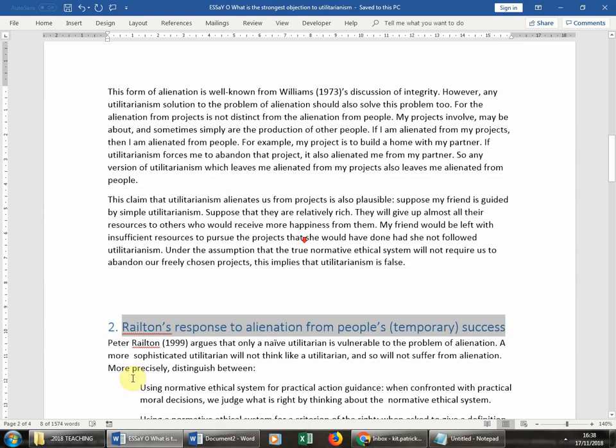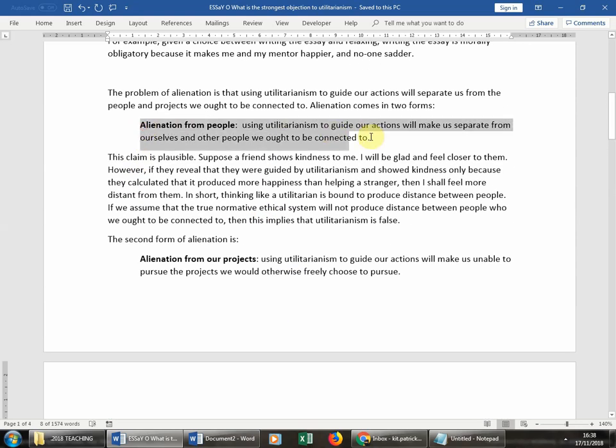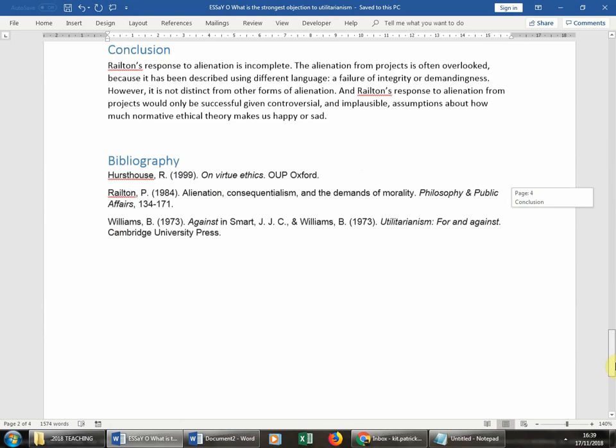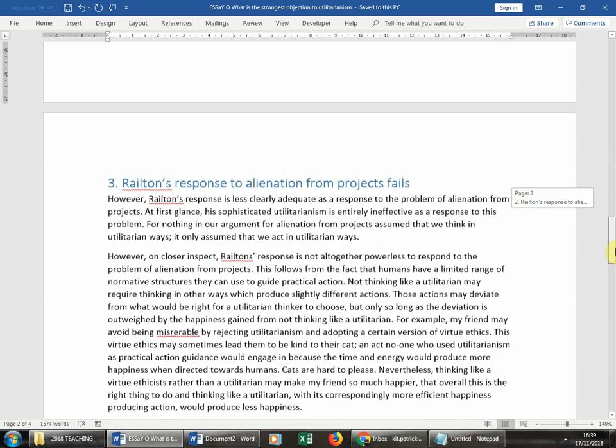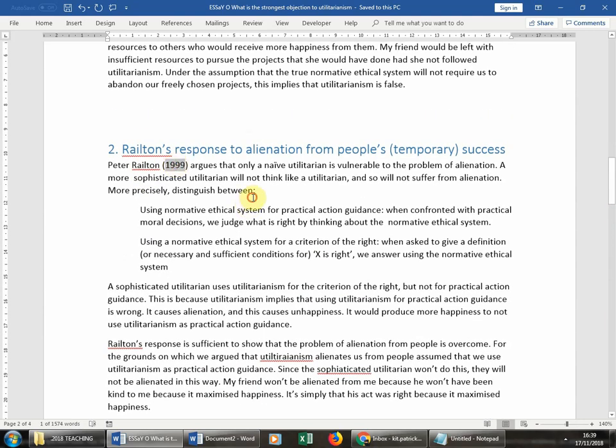Here we're going to, in this section, look at Railton, who's going to give us a response to the problem that arises from this sort of alienation. And here's the response. Railton argues that only a naive... wrong date. Mistake there. I'm not going to penalise that too much because the big bibliography has the correct date, so they've just got the wrong date up here. But that's okay. Not great, but not a huge problem.